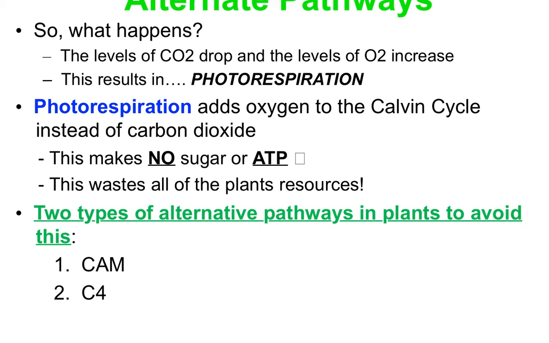When carbon dioxide levels drop and the levels of oxygen increase, the result is actually photorespiration. Photorespiration adds oxygen to the Calvin cycle instead of carbon dioxide. So this makes no sugar or ATP at all. And in order for the plant to stay alive, it wastes a lot of its resources. And so there are two types of alternate pathways that plants use to avoid this, and that is CAM and C4.